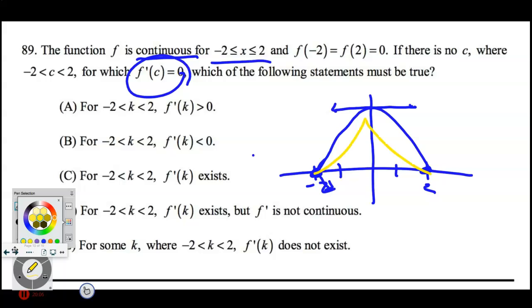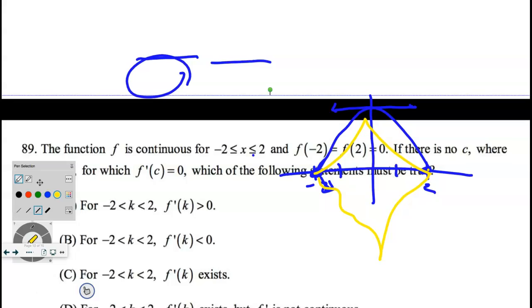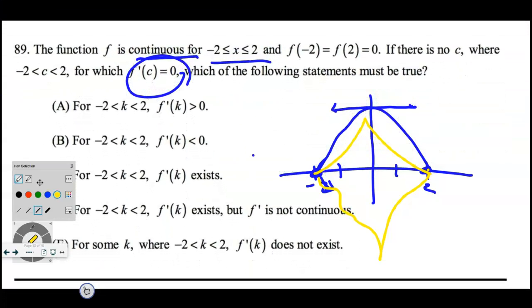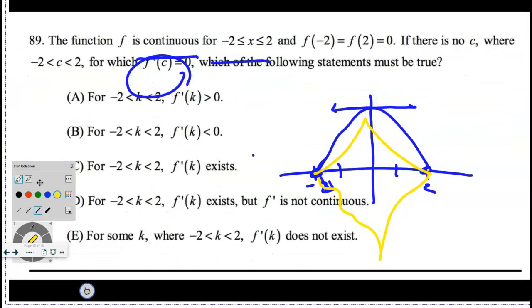I have to either go up, or maybe it's going all over the place, but what goes up must come down, and vice versa, what goes down must come up if I don't lift my pencil and start and end at the same place. So what that means is I had to have a cusp. So it says which one of these is true. It means the derivative doesn't exist somewhere. Okay, so let's go see which one says that.